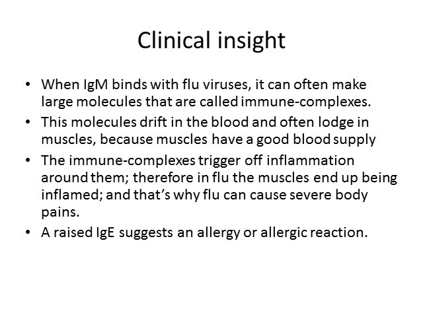And these large complexes drift in the blood, and muscles happen to have a really good blood supply, so they'll often end up in the muscles, and they end up being trapped in the muscles. The immune complexes then trigger off inflammation around them, and because there's so many of them in the muscles, you're going to end up having inflammation in the muscles. And what is one of the four characteristics of inflammation? It's pain. Therefore, you're going to have pain in the muscle.